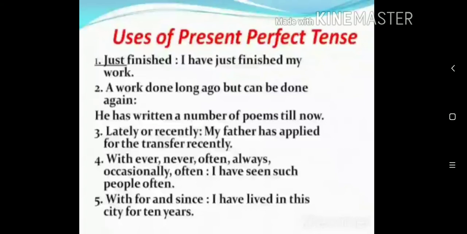With ever, never, often, always, occasionally. Example of often: I have seen such people often. The 5th case is with for and since. I have lived in this city for 10 years. So these were the different 5 cases where present perfect tense is used.